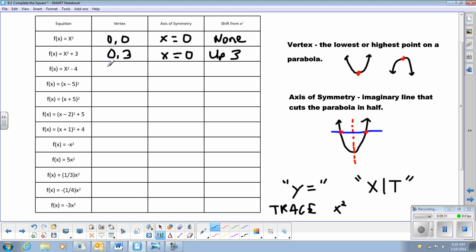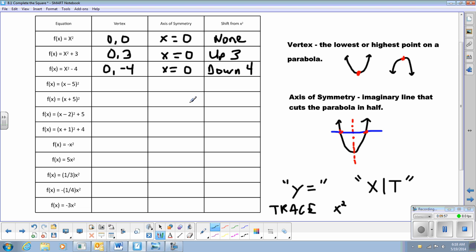So now my vertex here, instead of being 0, 0, is now 0, negative 4. My axis of symmetry is x equals 0. My shift here is down 4.